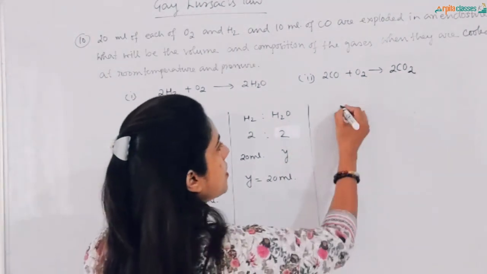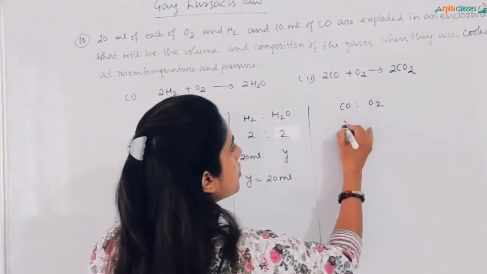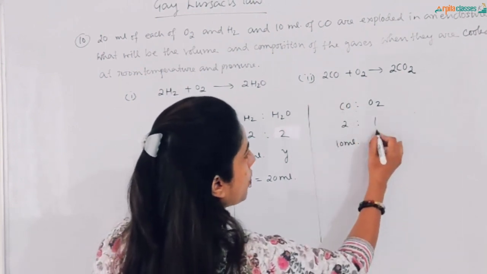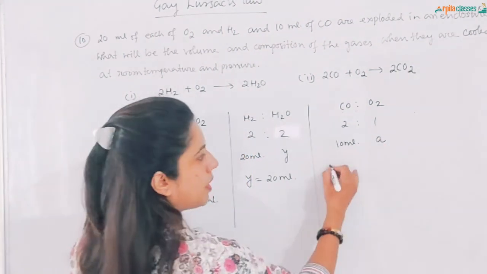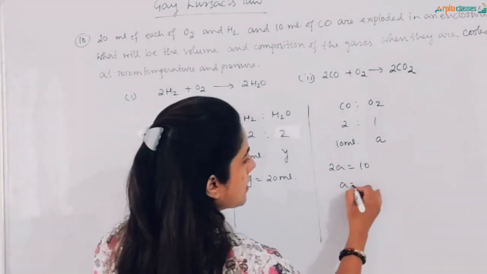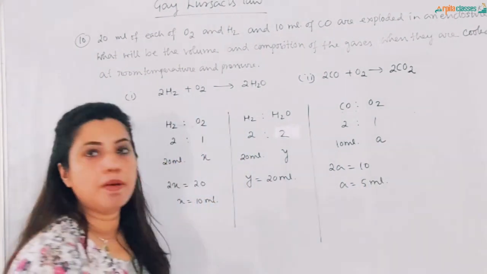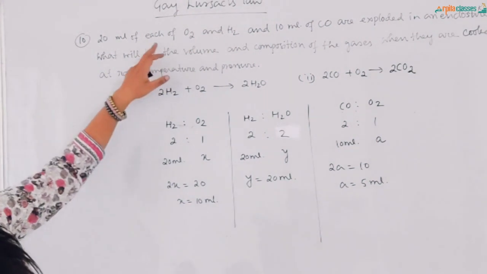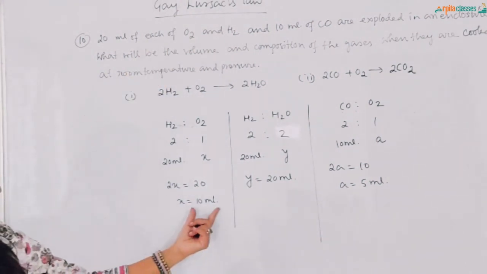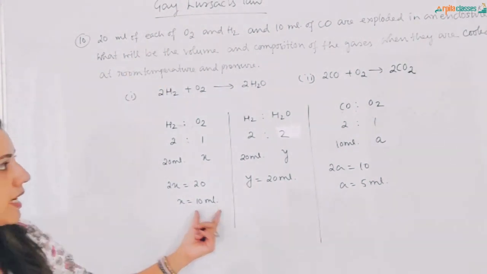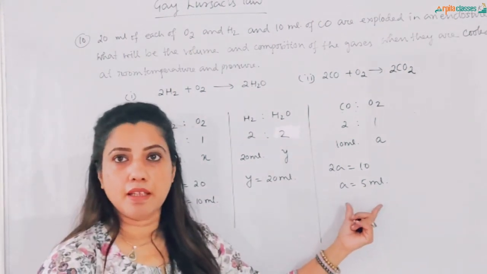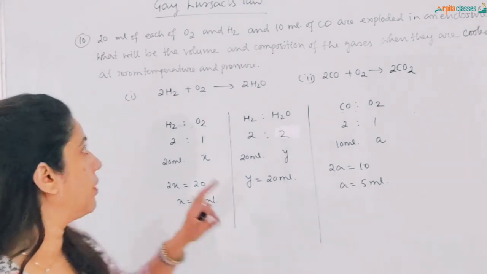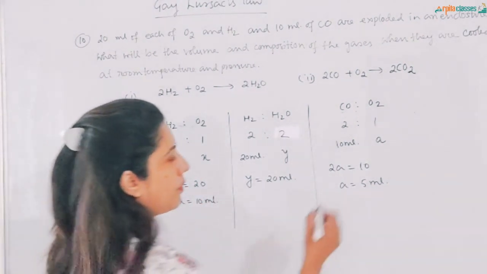Now let us see here, CO to oxygen, the ratio is again 2 is to 1. If 10 milliliter of CO is there, how much oxygen will it be? Let it be A. Cross multiply, 2A is equal to 10 or A is equal to 5 milliliter. That means 5 milliliter of oxygen will be reacting with CO also. So total we have put 20 milliliter of oxygen, where 10 milliliter is reacting in this case and 5 milliliter is reacting in this reaction. So total 15 milliliter is used up. So unreacted oxygen will be 5 milliliter.